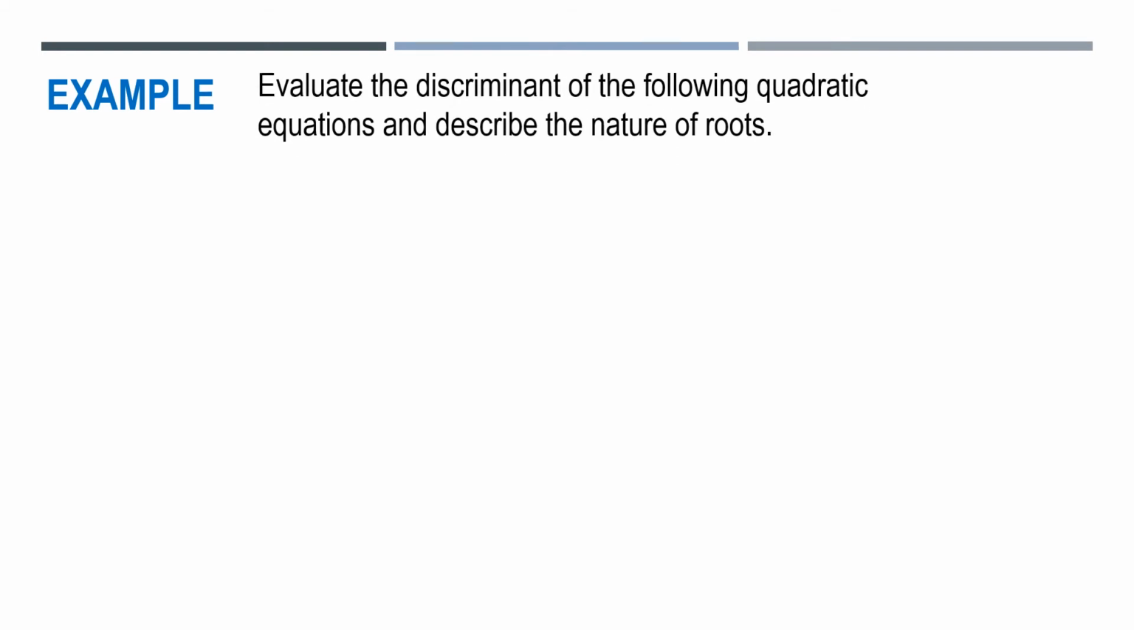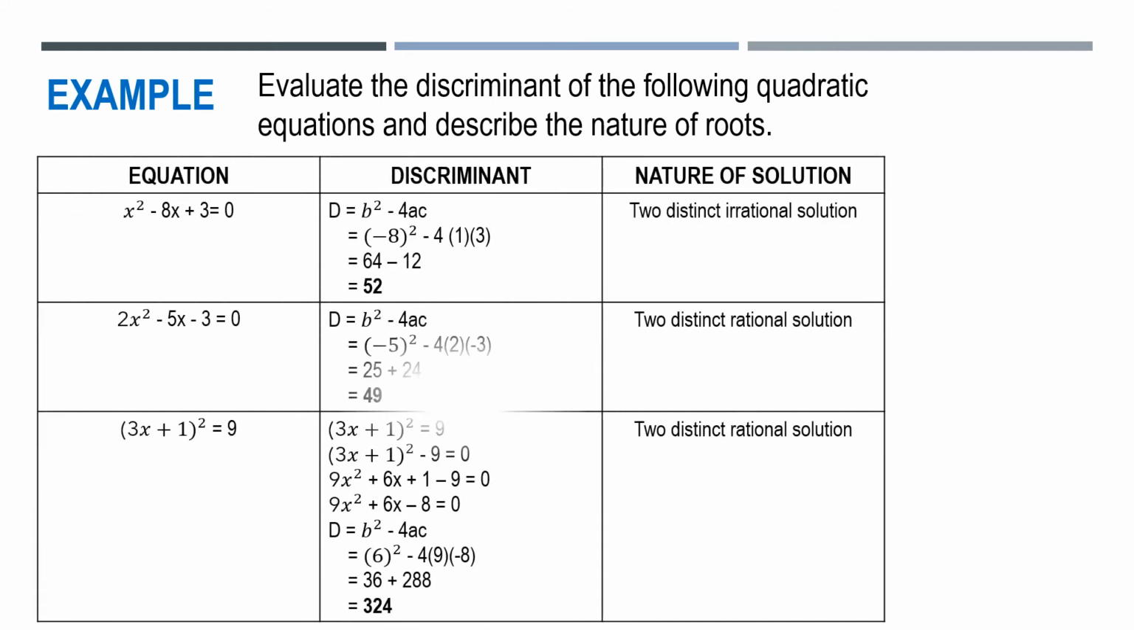Evaluate the discriminant of the following quadratic equations and describe the nature of roots. So, equation x squared minus 8x plus 3 equals 0. So, yung b natin ay negative 8, yung a natin ay 1, and ang c natin ay 3. So, negative 8 squared ay 64, and negative 4 times 1 ay negative 4. Negative 4 times 3 ay negative 12. So, 64 minus 12 is 52.